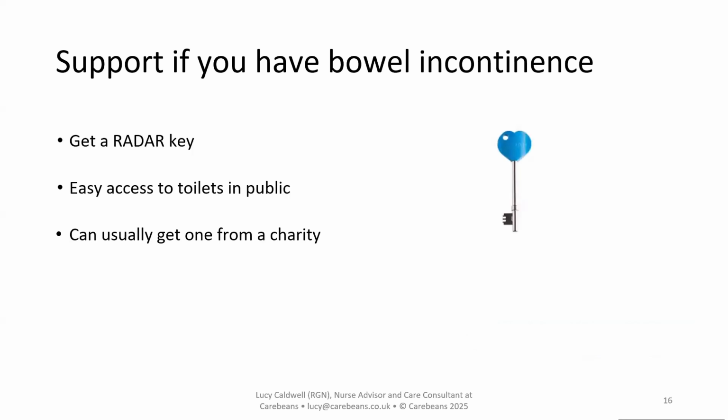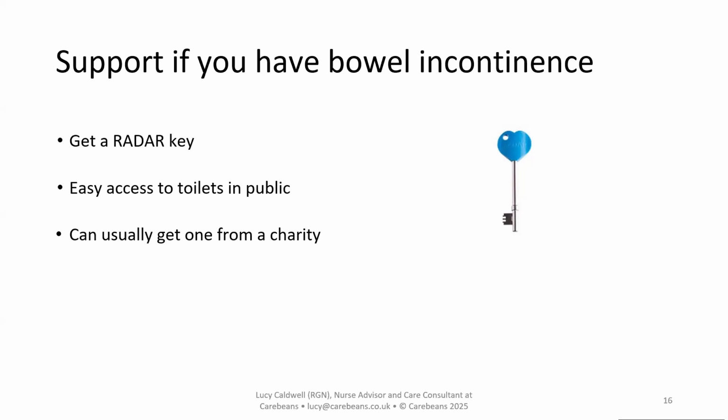You may have heard of this particular service, but there's a radar key that you can get. A radar key is a key that unlocks lots of accessible public toilets, in places like cafes, restaurants and shopping centres, for example. It's like a universal key that enables you to unlock those public toilets. It's all about offering easy access to toilets in public. So it might help to get one of those, or help the service user to access one, so that they can easily access a toilet when they're out and about. You can usually get those from charities.